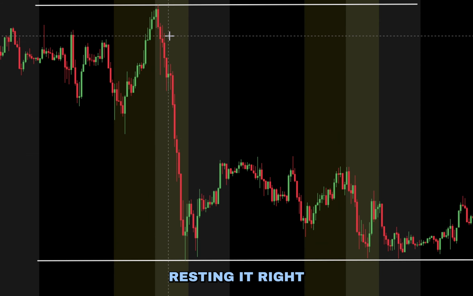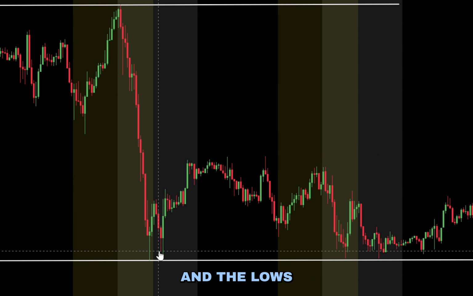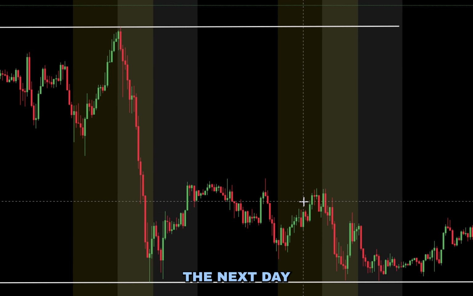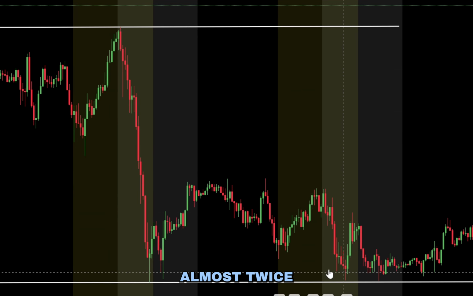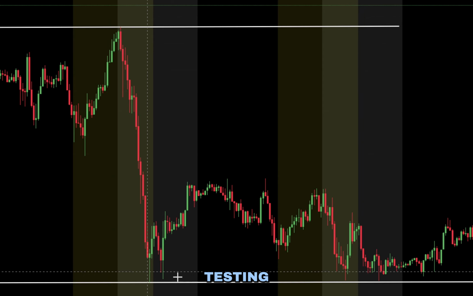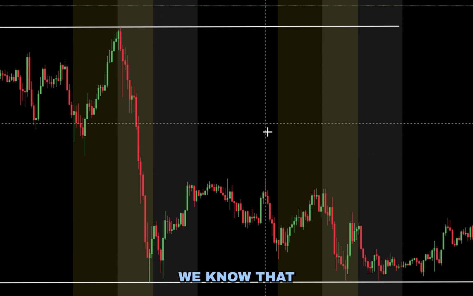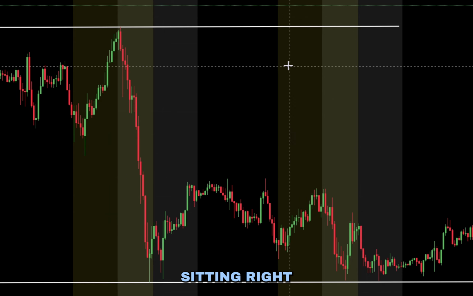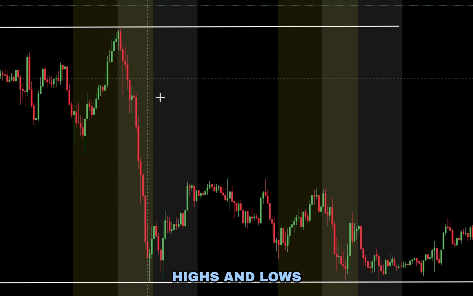Where is liquidity resting at? Right above the highs and the lows. And then we can see, we come into the next day, we see that price almost tests these lows, but buyers come back in and then we go higher, barely testing these lows on the next day. So we know that there's liquidity sitting right above these highs and lows.